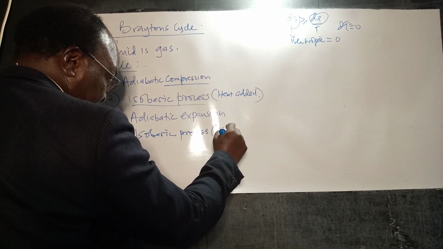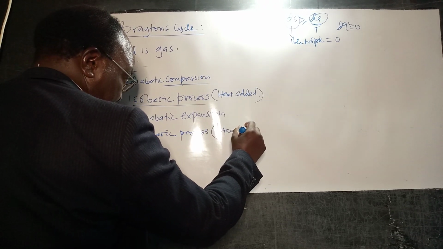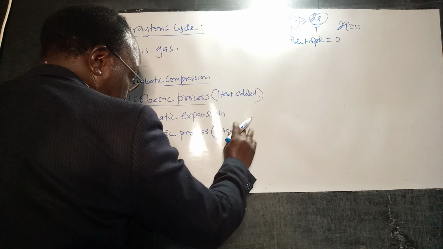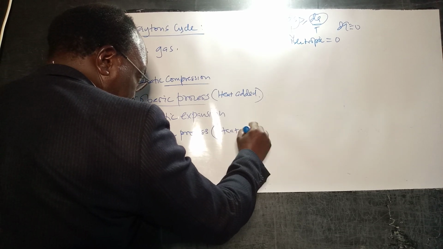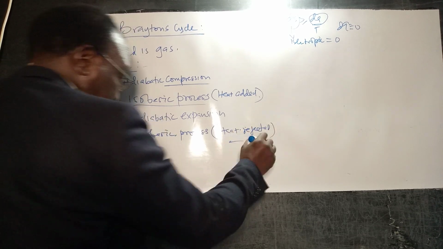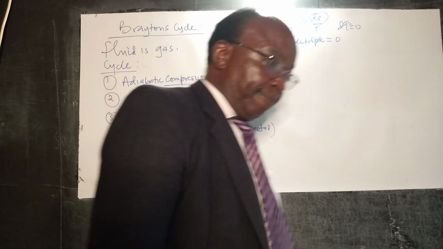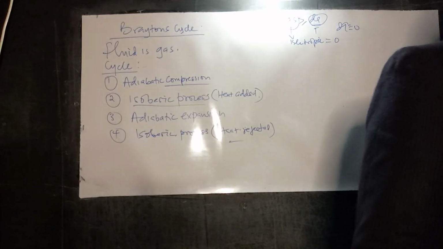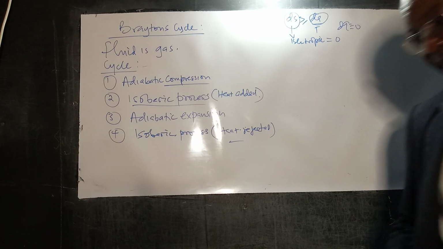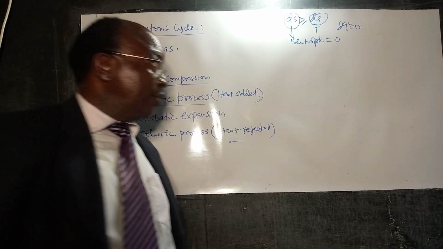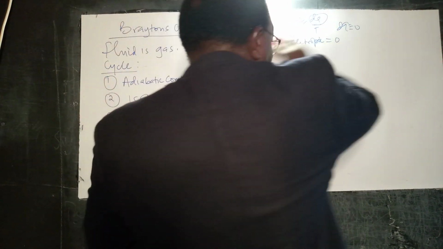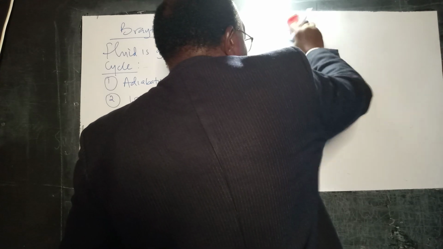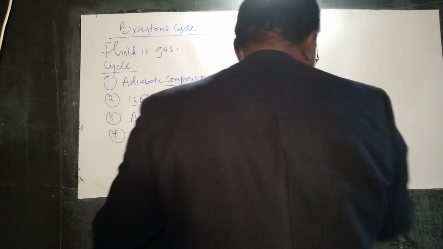Heat is extracted. Let's just use the word rejected, it's more appropriate. Now, we can illustrate these 4 steps in a PV diagram and a TS diagram.